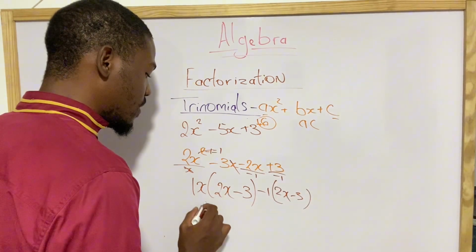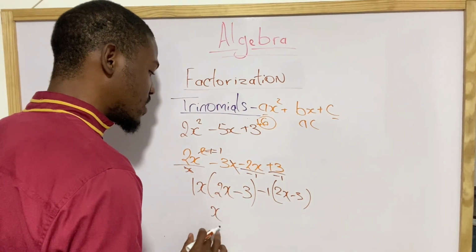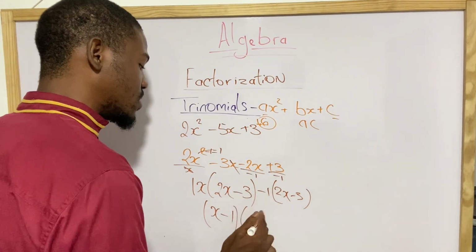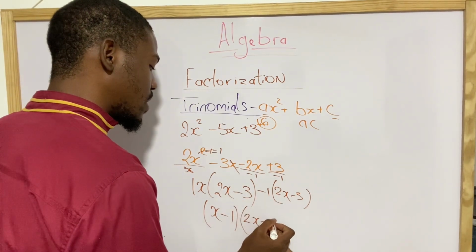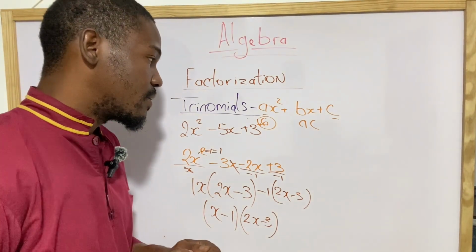So all that we're going to have now is that we're going to group these two. We have 1x, or you can just have the x minus 1 in one bracket, and in another bracket we just group these as 2x minus 3. So that is another way to look at trinomials.